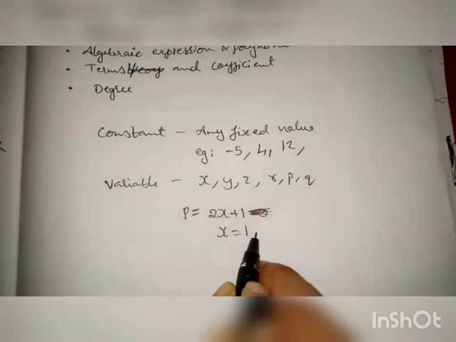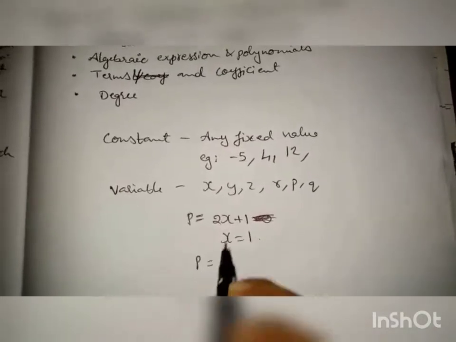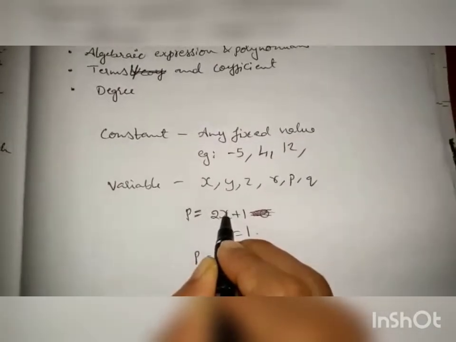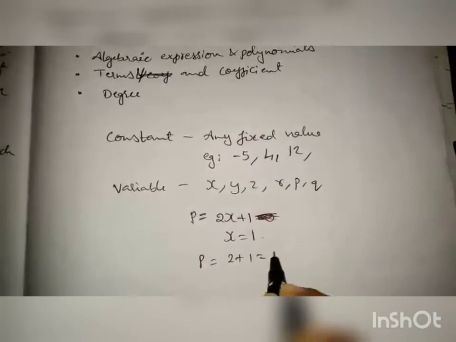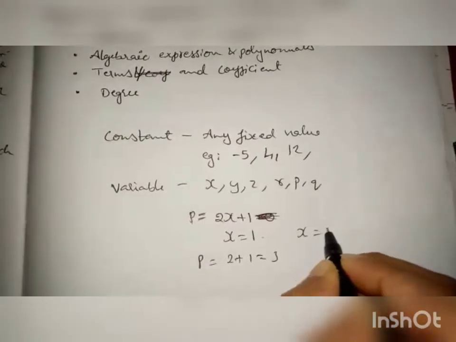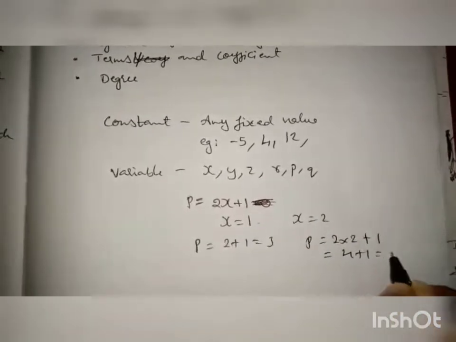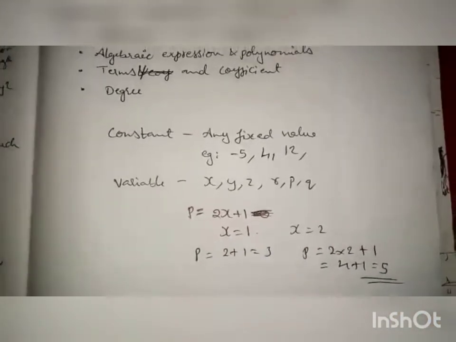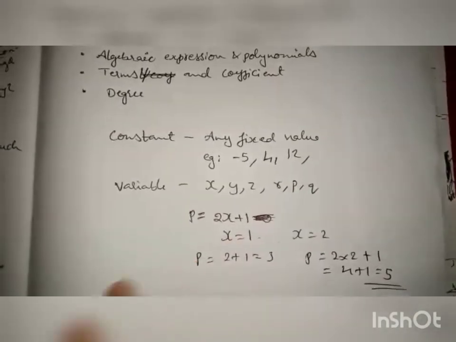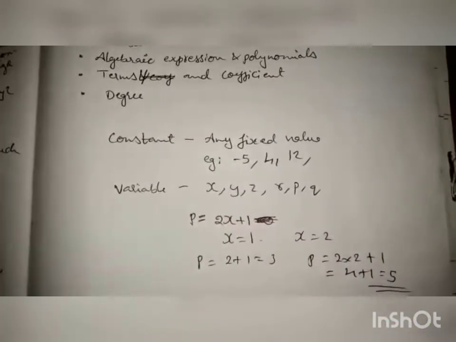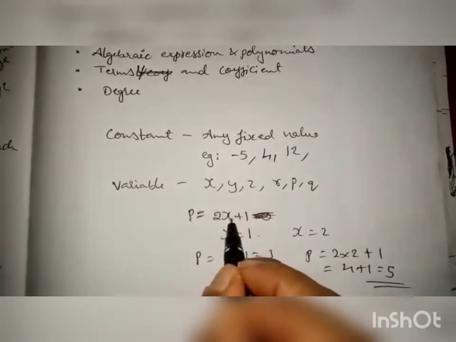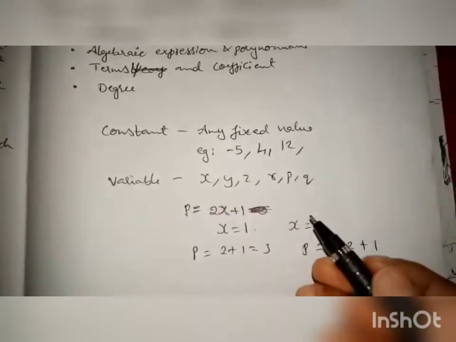So x equals 1. What will be the p value that time? 2 ones are 2, 2 plus 1, that is 3. Then if you take x equals 2, what will be the p value? p is equal to 2 into 2 plus 1. So that is 4 plus 1, that is 5. So the p value changes as the x value changes. So x will vary. x takes the value which we assign.